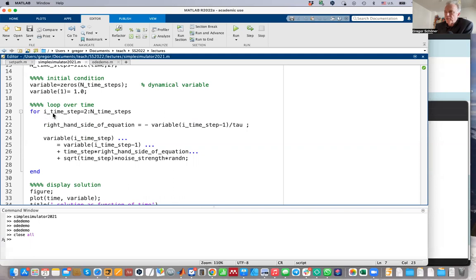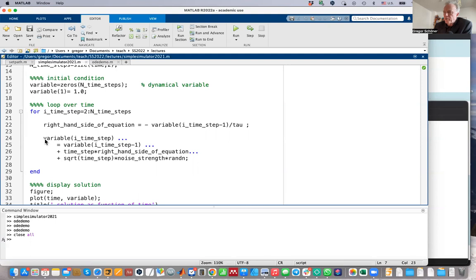So an iteration index that starts from 2, because we assume the first one is given. We have the first value already, up to the number of time steps, and for every time step, we compute the right-hand side of the equation. The right-hand side would be minus 1 over tau times x, where x is the variable at the just previous time step. If I'm at time step i, it was i minus 1. That's why we're starting at 2. When we insert 2 here, we have 2 minus 1, which would be the initial condition, divided by tau. And here's the update rule.